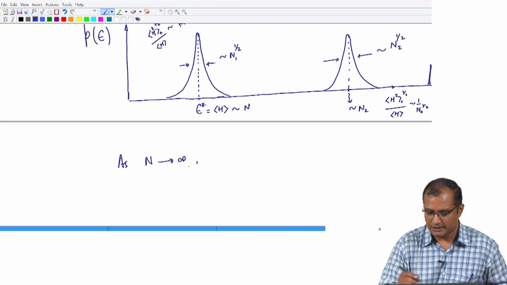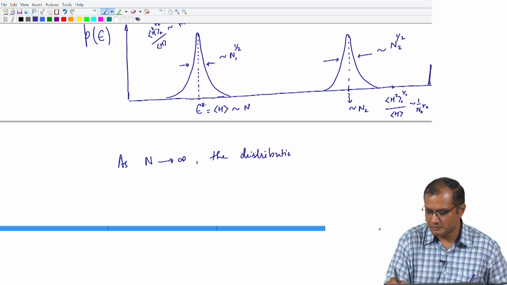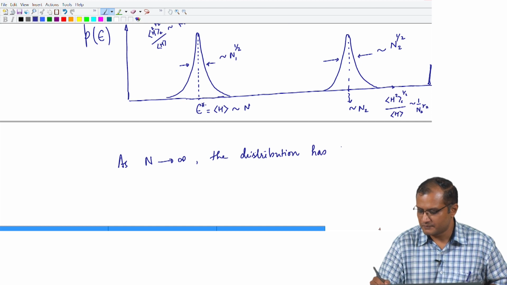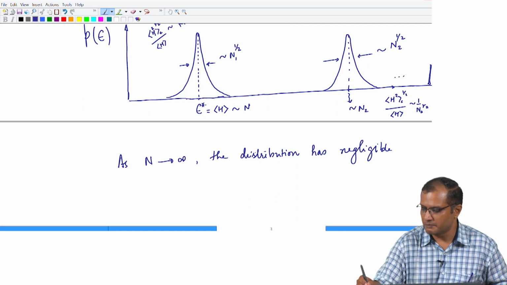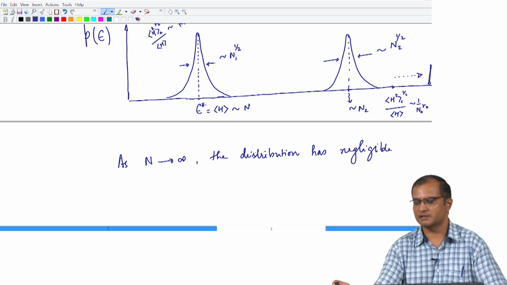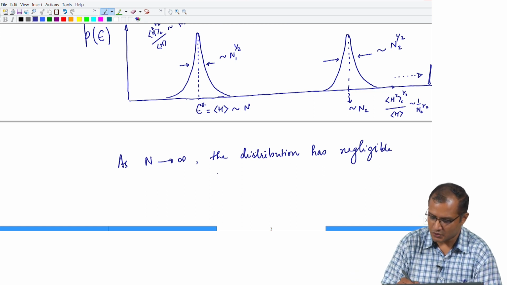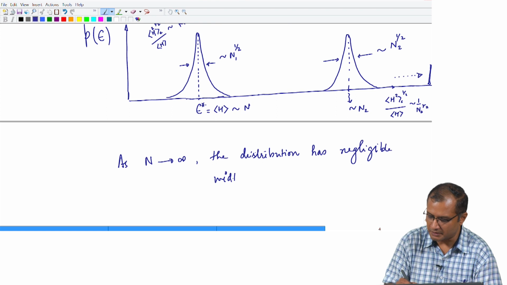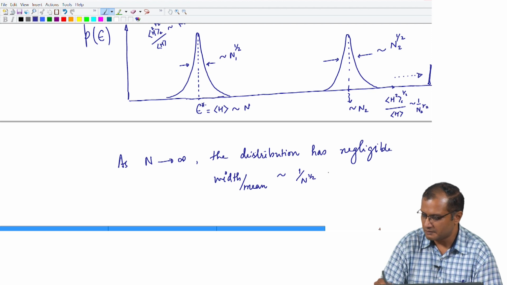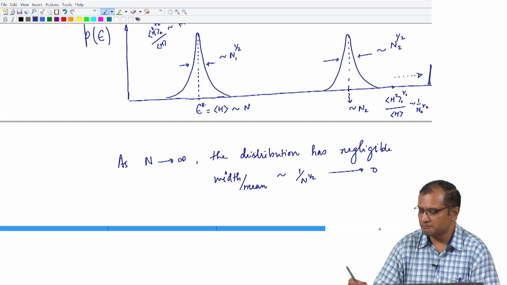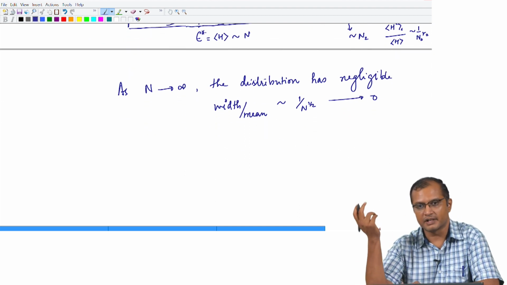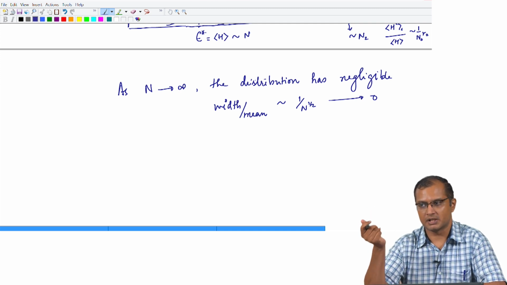So, eventually the distribution has a negligible width relative to the mean. This would be eventually what you would get as you continue down the line: the ratio of width over mean, which is basically 1 upon square root n, goes to 0. So, now you have essentially recovered a microcanonical ensemble in the limit n tending to infinity, is basically the take home message. Okay.